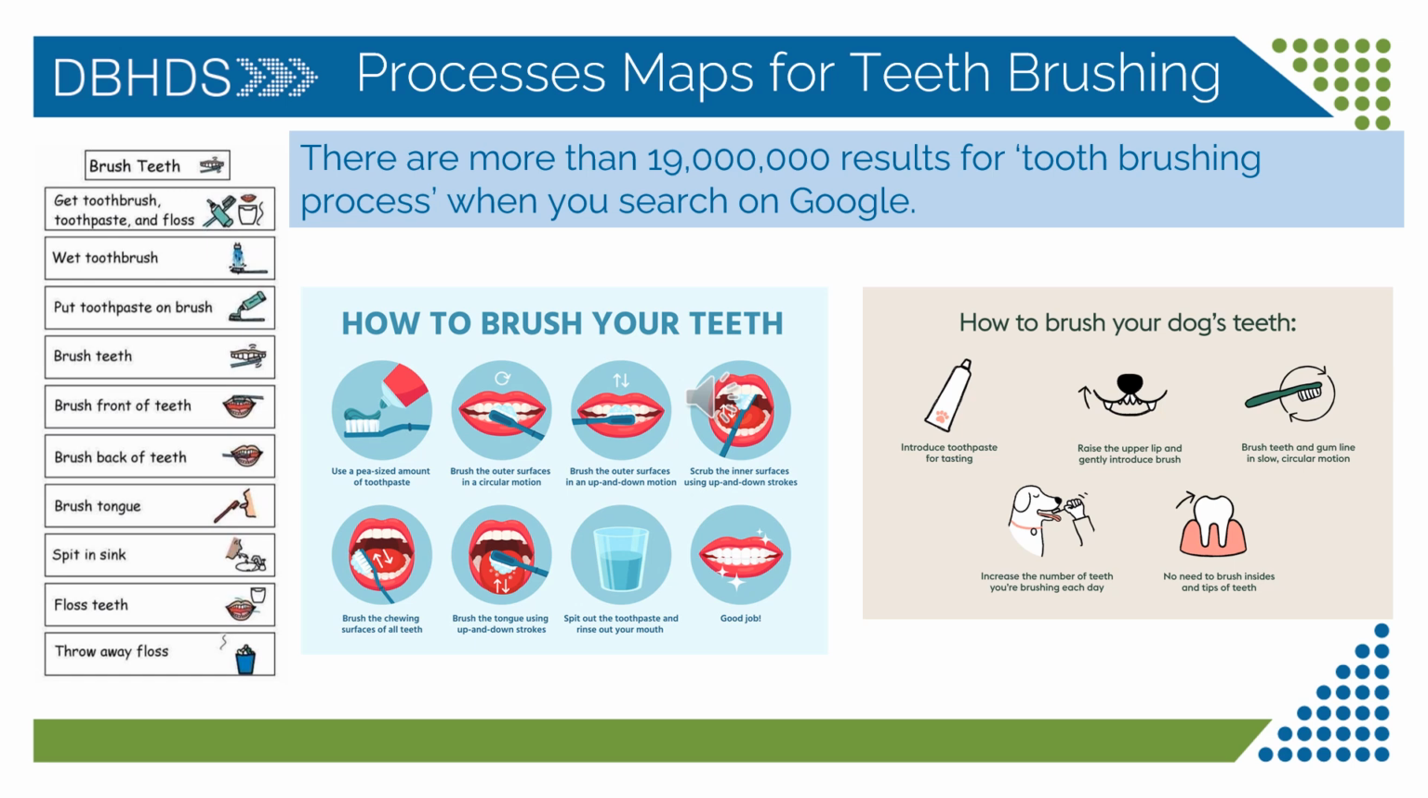On the left-hand side, you see a simple list of steps in boxes with some small icons of each step. In the middle, it says how to brush your teeth, and this is a more graphics-driven process map, looking more at the pictures than at the words. And on the right-hand side, you even have one about how to brush your dog's teeth, and this is also driven by pictures. So there are really very different ways to do process maps.